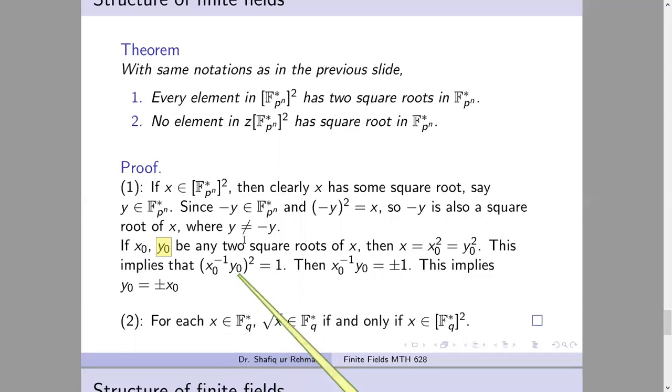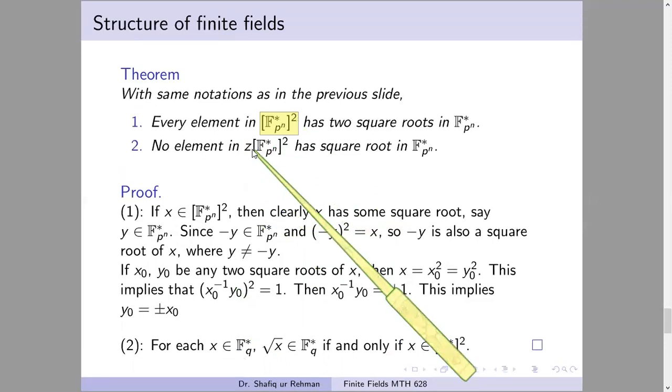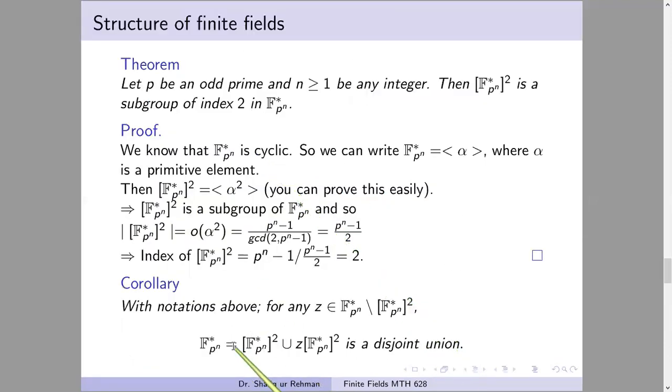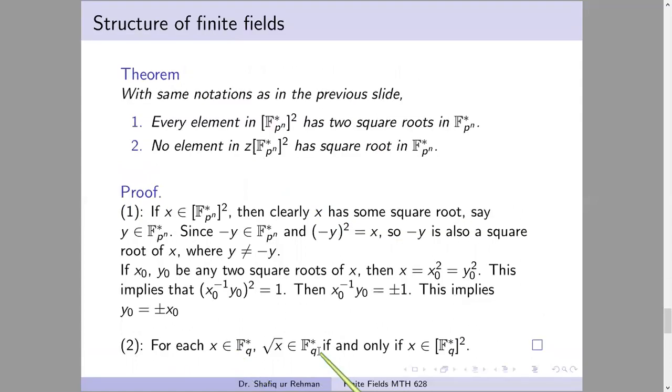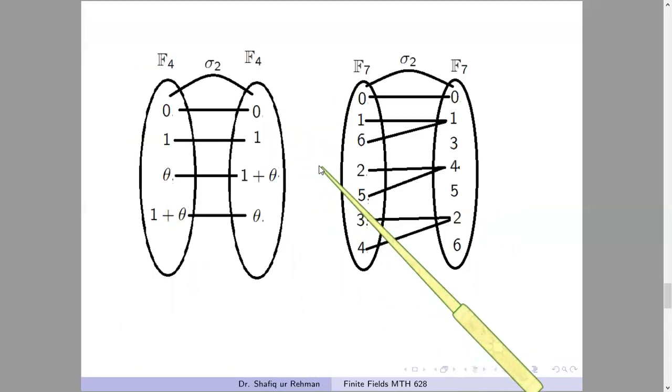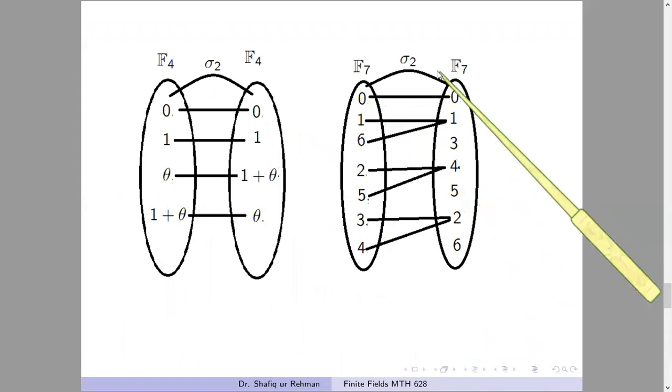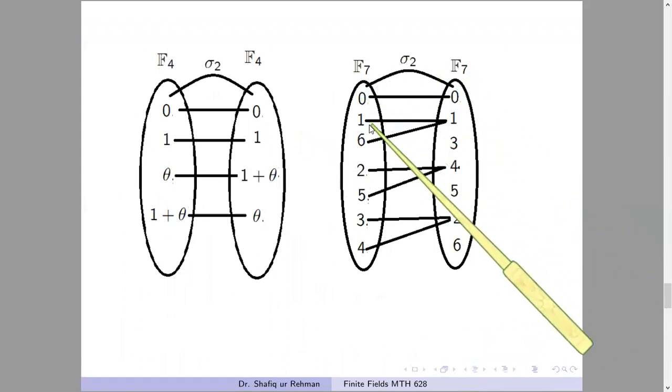And the second part is obvious because this part is a complement of this part from the previous, because this is a disjoint union, so these are squared elements, this is not a squared element, so these elements have no square root. So this is clear that if p is an odd prime, then we can split the group into two parts. One is a squared part and one is non-squared part. In the squared part, each element has two square roots, and in the non-squared part, each element has no square root. You can observe here in the odd case, each one has two square roots, 1 and 6.